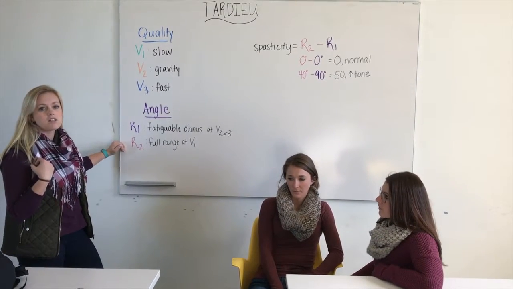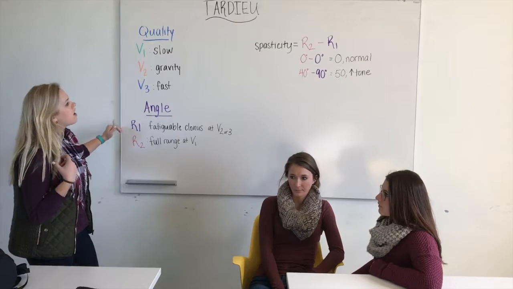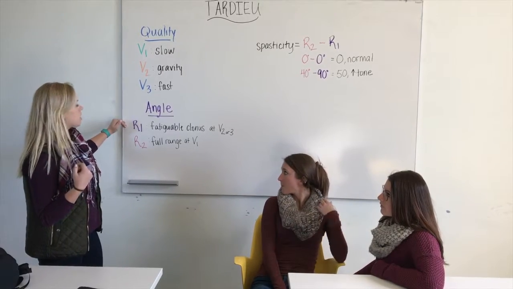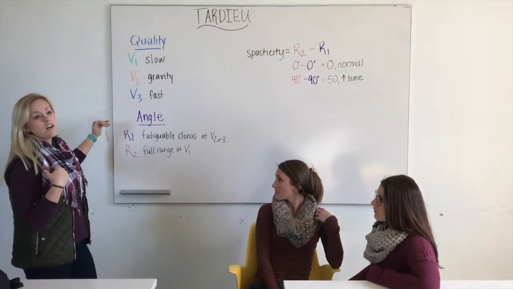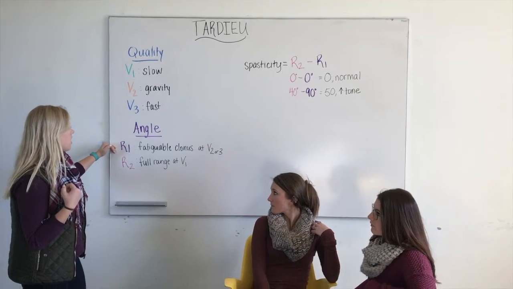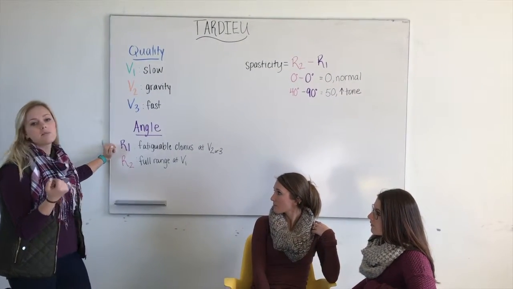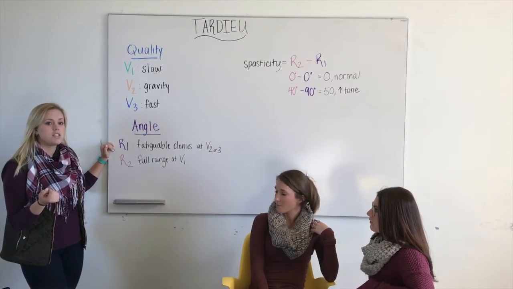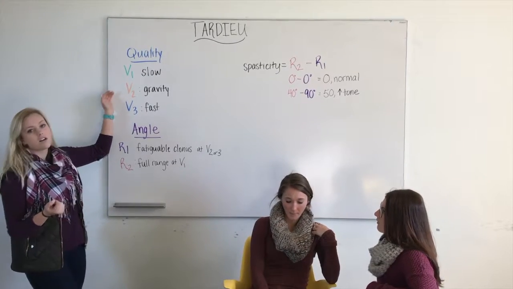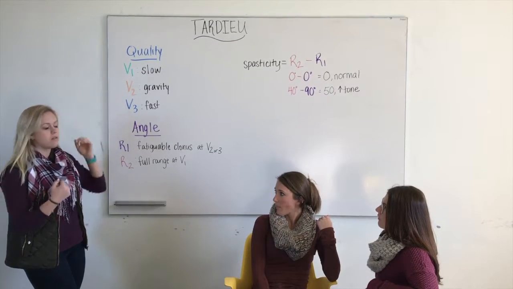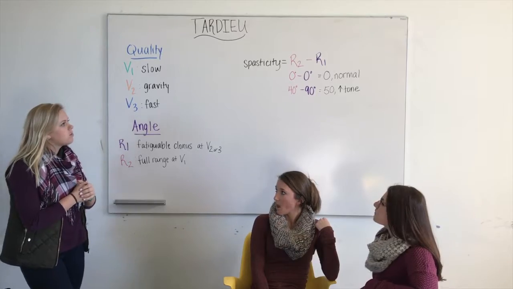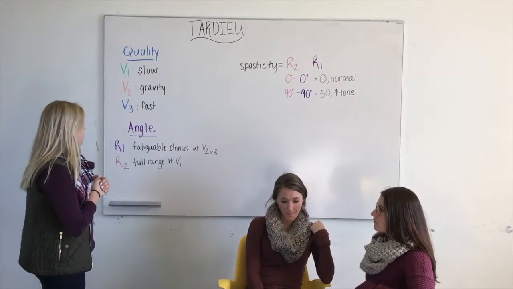In normal children, it's always through full range. And then R2, I said that backwards, R2 would be for when you're moving it as fast as possible or when they achieve a fatigable clonus, which could occur at V2 as well. So for a normal child, we're going to take an R2 measurement.